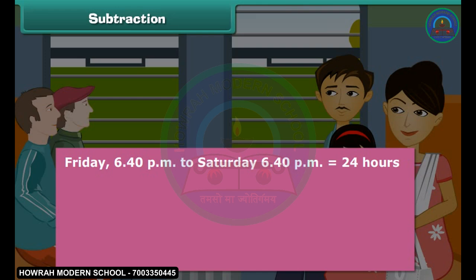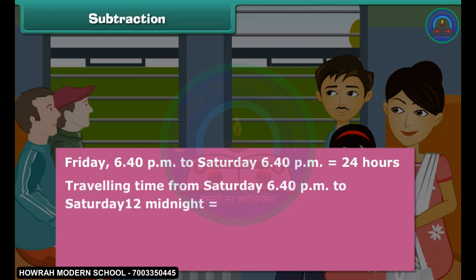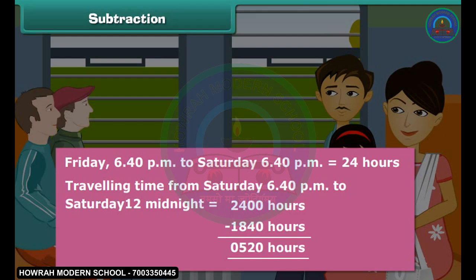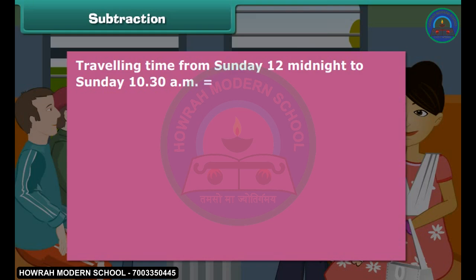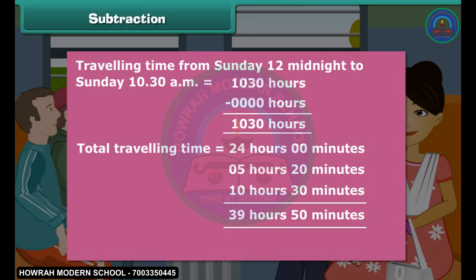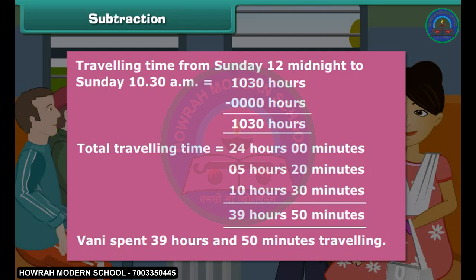Let us now use the 24-hour clock. Traveling time from Saturday 6:40 p.m. to Saturday 12 midnight is equal to 2400 hours minus 1840 hours, which is equal to 5 hours and 20 minutes. Traveling time from Sunday 12 midnight to Sunday 10:30 a.m. is equal to 10 hours 30 minutes. Total traveling time is equal to 39 hours and 50 minutes. Therefore, Vani spent 39 hours and 50 minutes traveling.